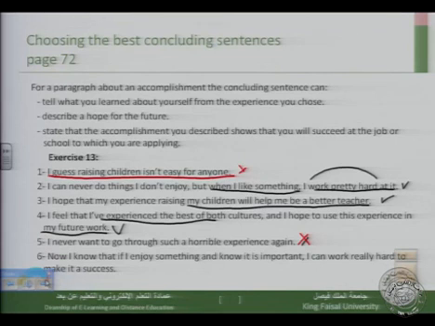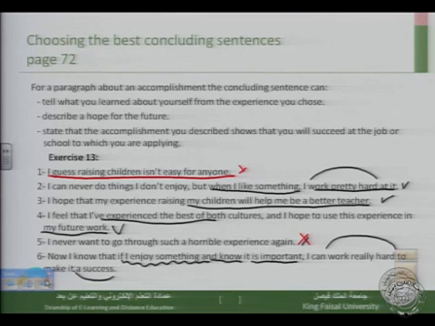Now I know that if I enjoy something and know it is important, I can work really hard to make it a success. So here, now I know that if I enjoy something, so here he learned from his experience that doing something enjoyable and something important can make him work hard. Okay, can make him work hard and make it a success. So here he spoke about what he learned in his experience and the hope for the future, the hope that he will work hard whenever he does something he likes and something which is very important. His hope for success also is there in this concluding sentence.